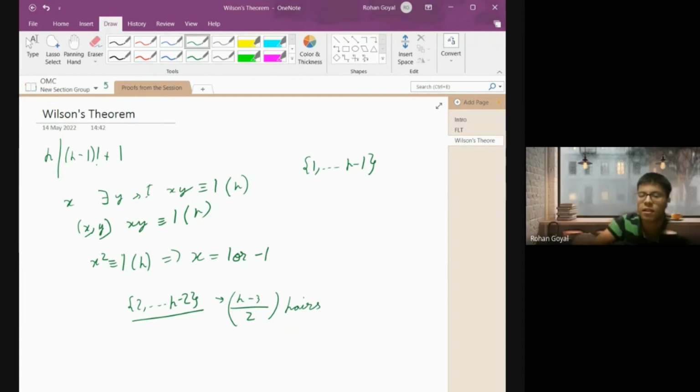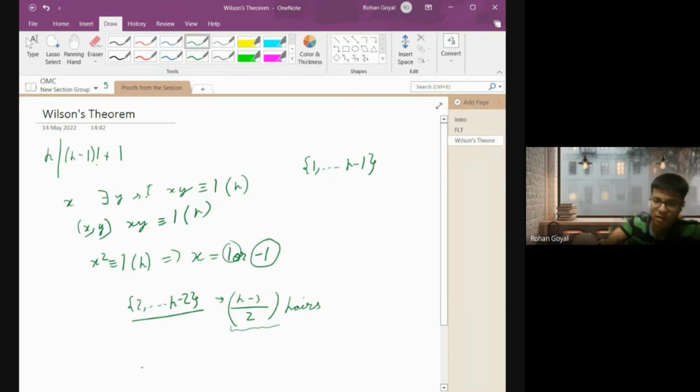So you have these p minus 3 by 2 pairs which all multiply to 1. And 1 obviously multiplies to 1. So the only factor that is not 1 is this minus 1. So you get that p minus 1 factorial is congruent to minus 1, by Lagrange's process.